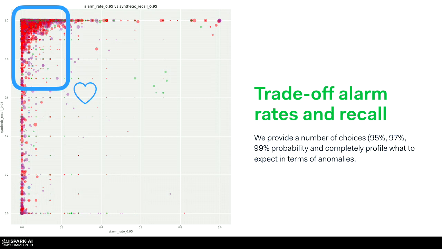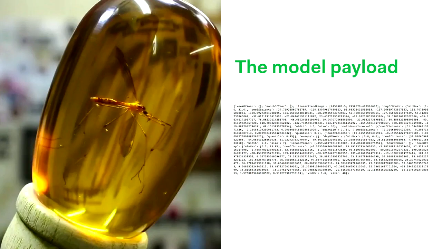So we have to roll them out to production. How do we do this? This is an example of the model payload. Now, come back to when I started the talk about the suitcase. This is what we put in the suitcase.